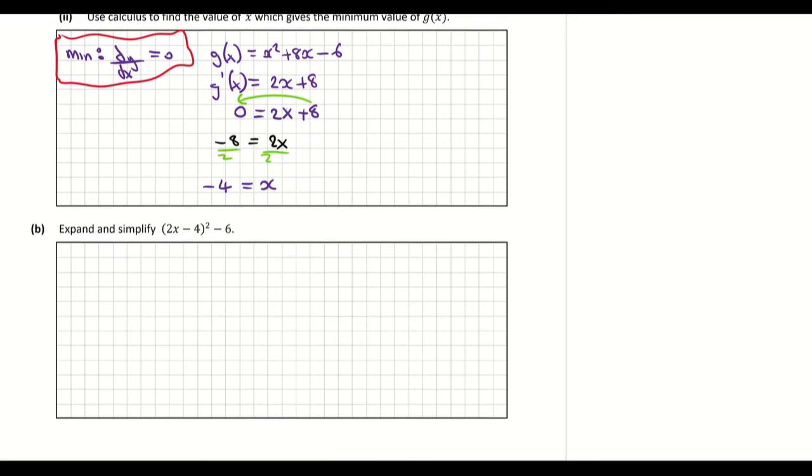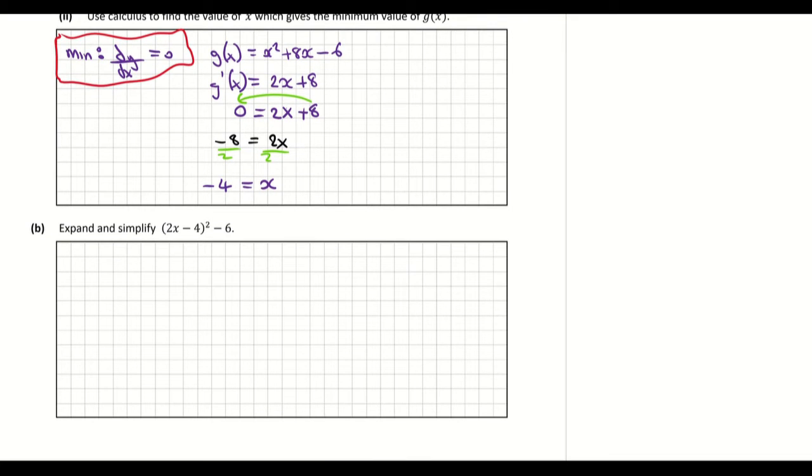Moving down now to part B, expand and simplify the following. Just remember what a square means. A square means you multiply it by itself. So it's 2x minus 4 squared, which means multiplied by itself, and subtract the 6. Opening out the two brackets, it's first term by second bracket, second term by second bracket, and don't forget, I'm just going to change the color here to include the minus 6 each time.